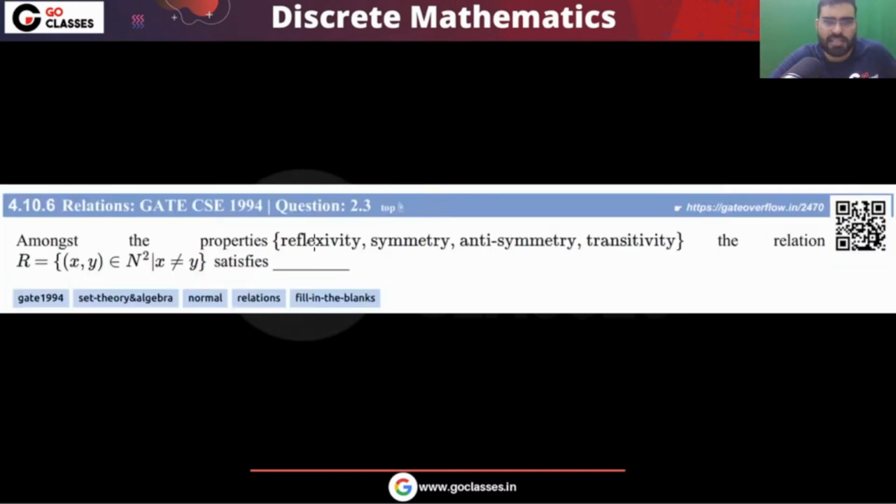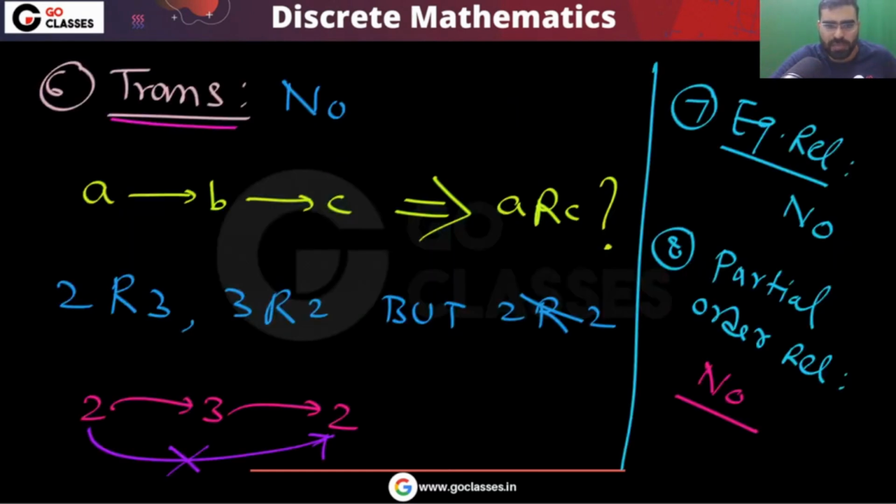So finally I can say that reflexivity is not satisfied, symmetry is satisfied, and the other properties are not satisfied. So this is the answer: only the symmetric property is satisfied. Quite simple, this question.